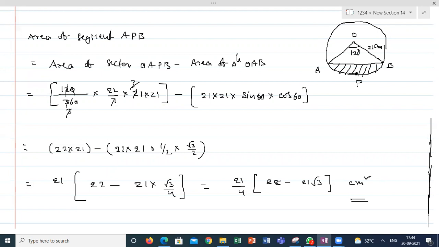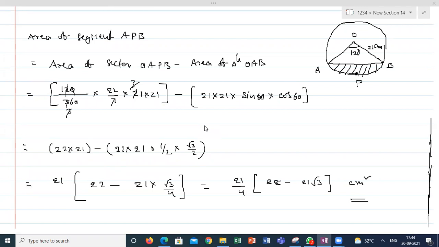Is it clear, students? Any confusion? Or do you have any alternate shortcuts? Anyone having any alternate shortcuts? Students, please. With the help of this, shall we do some numericals?